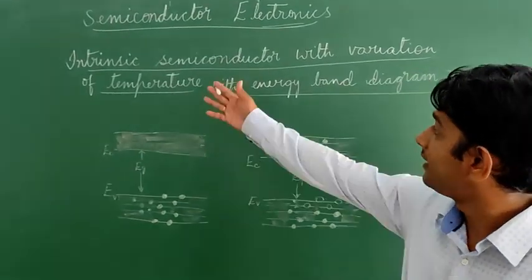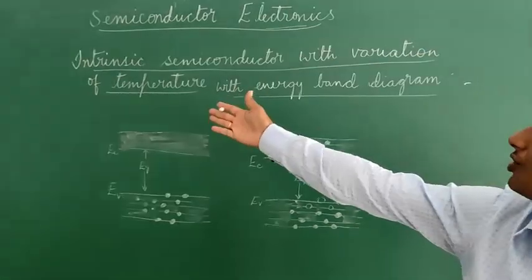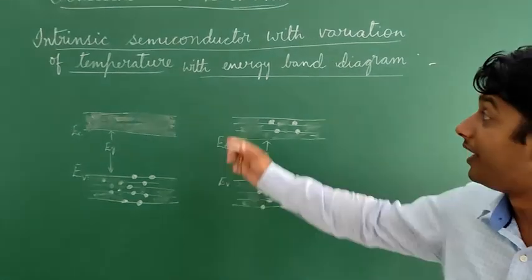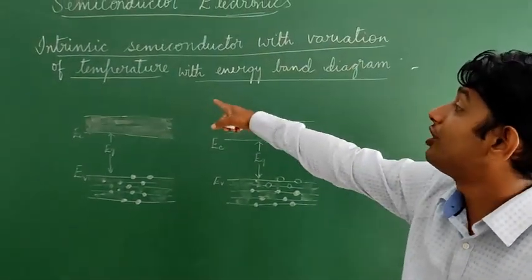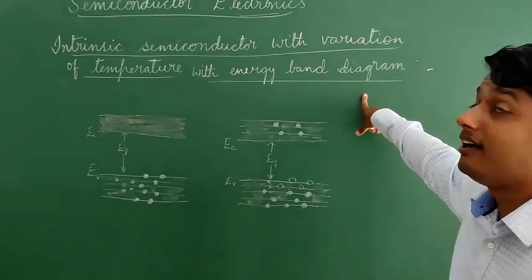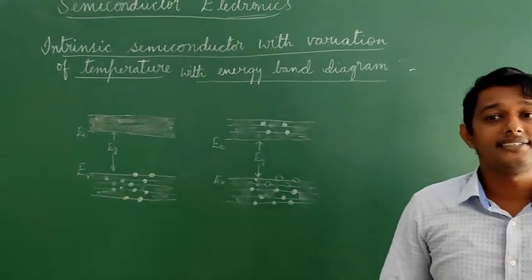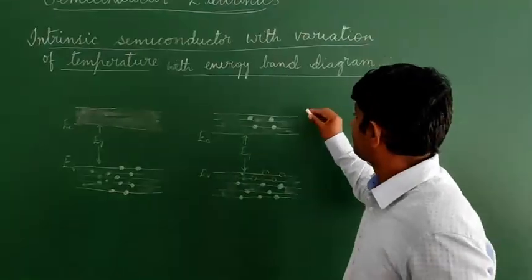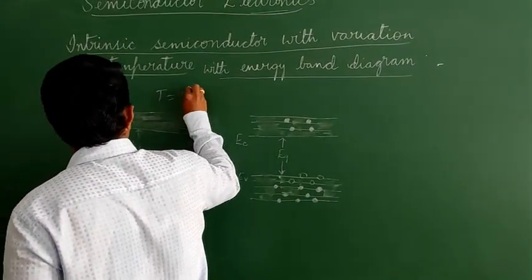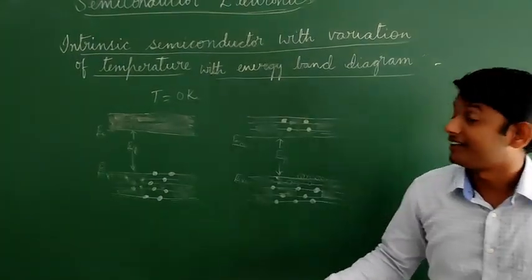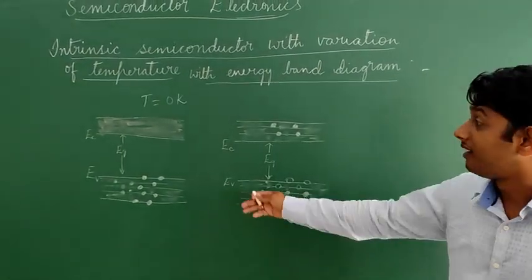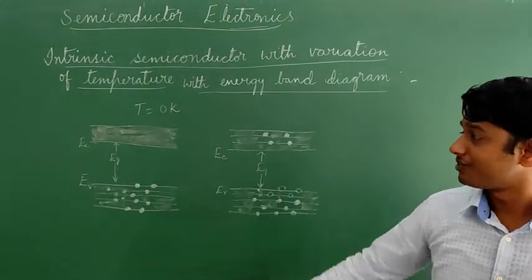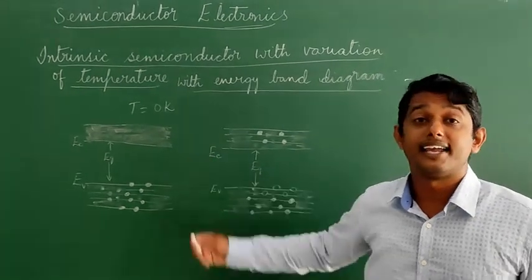The next topic is intrinsic semiconductor with variation of temperature with energy band diagram. An intrinsic semiconductor will behave like an insulator at 0 Kelvin. As shown in this figure, it behaves like an insulator here.